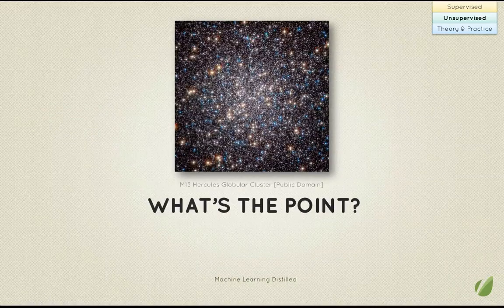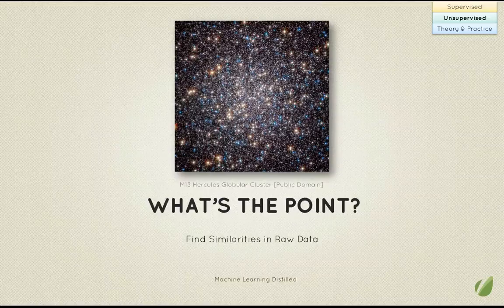So what's the point of unsupervised learning? Basically, we're trying to find similarities in the raw data. We don't have a right classification, a right regression value. We're just trying to find similarities.